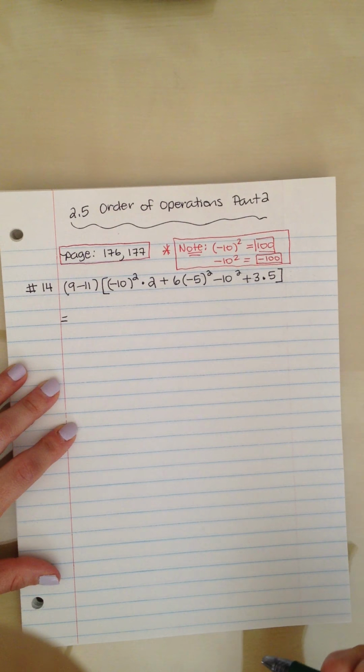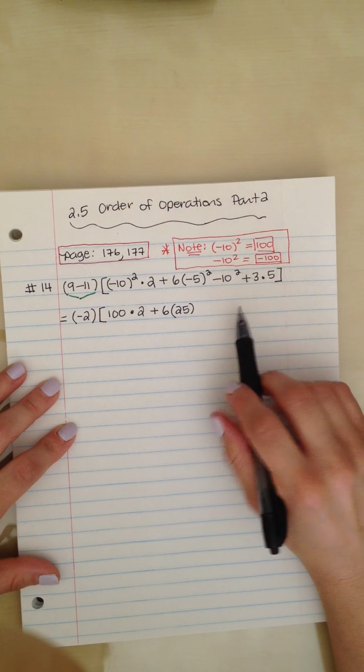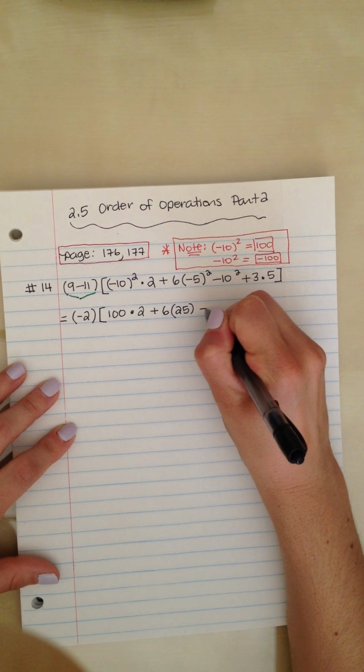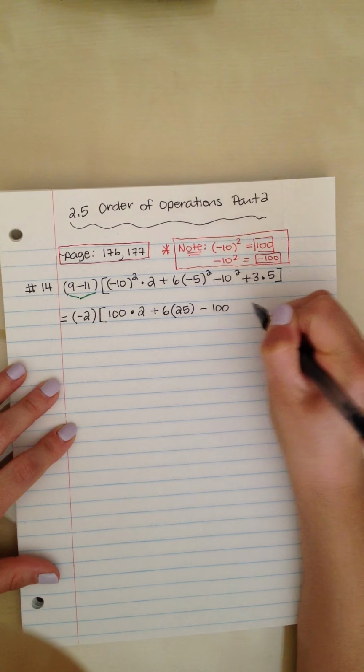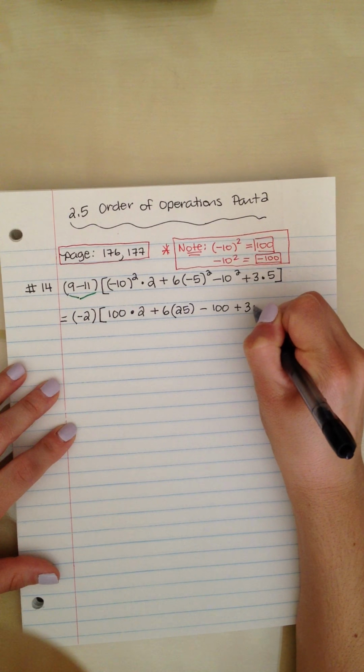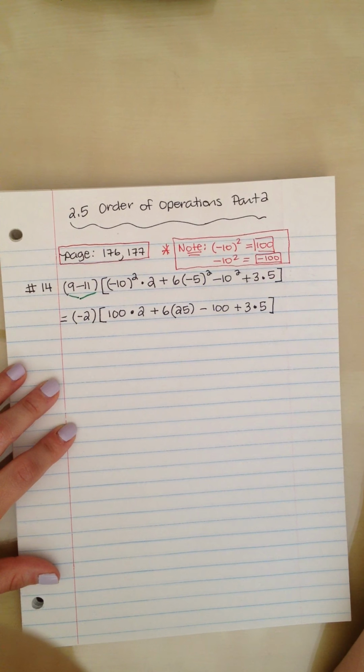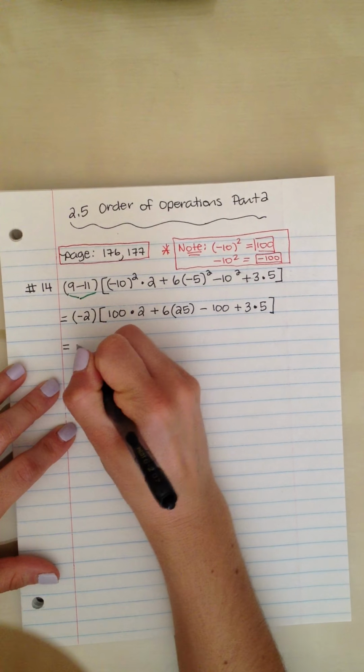Negative 5 squared means positive 25, so parentheses 25. And now we have to be careful because right here it says negative 10 squared. Bring down your negative 100 plus 3 times 5. Okay. All right, next step.